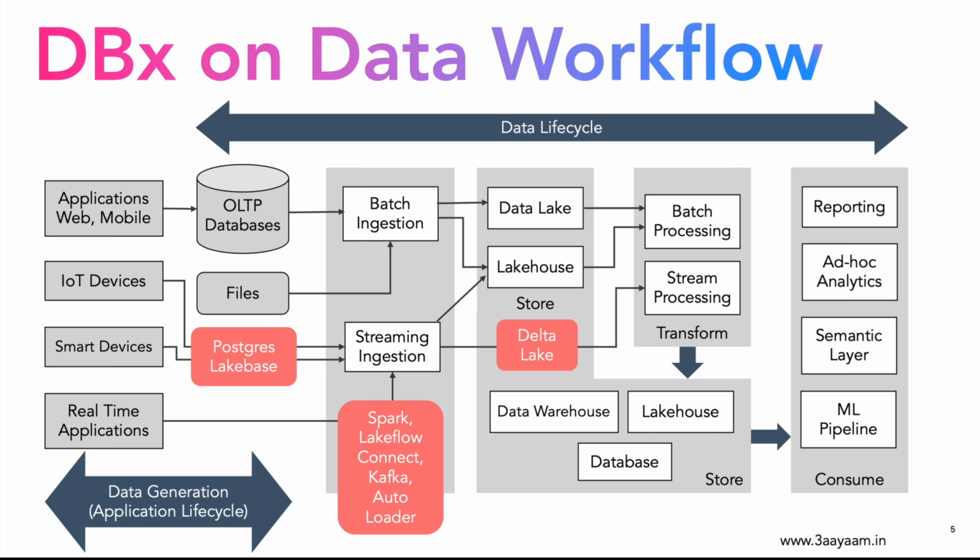As far as processing is concerned, there are two types of processing, batch and stream processing. In both the cases, Spark is used. Databricks does not provide any other processing engine apart from Spark. Of course, there is SQL also. Now, for the final storage layer, like the data warehouse, lakehouse, etc., Databricks provides SQL warehouse. We have already seen lakehouse, which is handled by Delta Lake, and as far as the database is concerned, it is handled by PostgreSQL Lakebase.